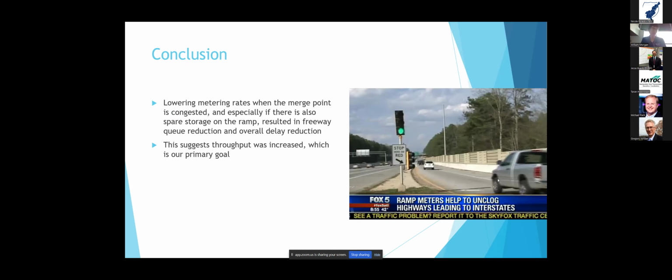So in conclusion, lowering meter rates when the merge point is congested, and especially if there's also spare storage on the ramp, resulted in freeway queue reduction and overall delay reduction. The system throughput was increased, which is our primary goal.